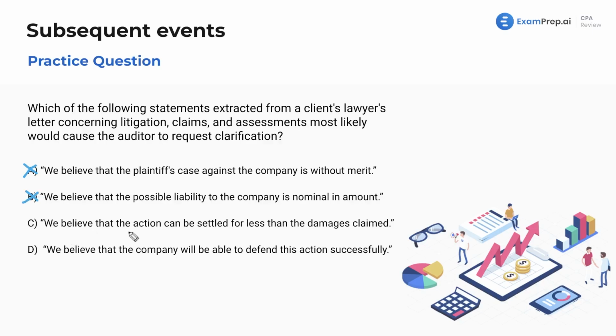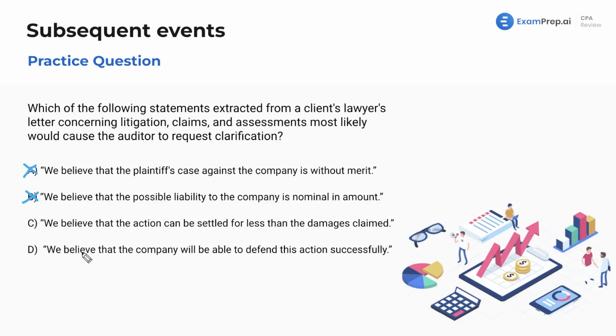We believe that the action can be settled for less than the damages claimed. Okay, so in this case, this could cause the auditor to request clarification because it suggests that there's a possibility that the company will be found liable for damages. So if they are found liable and then they have to settle, this would require further clarification. These other statements don't suggest that there's a possibility that the company would be found liable, and because of that, the auditor wouldn't request clarification.